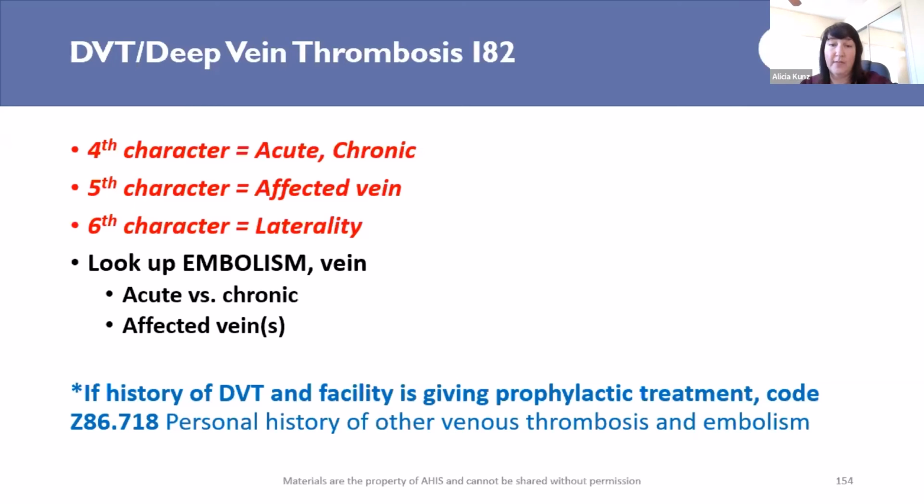History of a DVT, and we are giving them prophylactic medication, then you would use code Z86.718, personal history of other venous thrombosis and embolism. And you would not code that high, and you definitely could not use a history code as a principal diagnosis, but you would want to put it on your claim. Next.